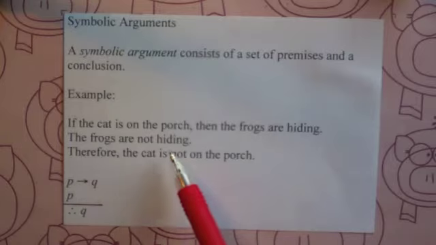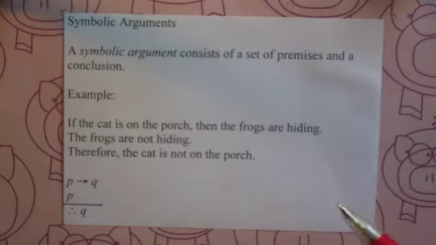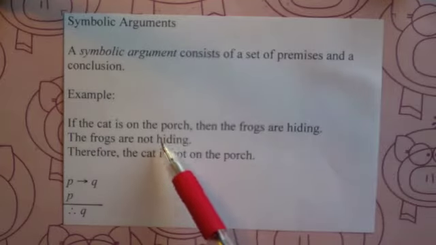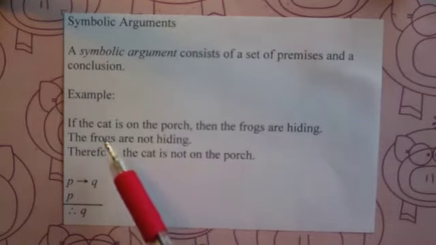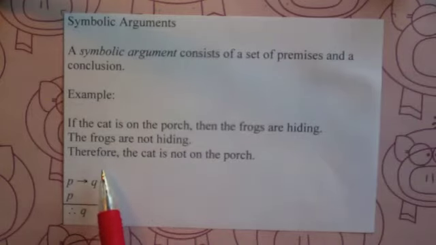If the cat is on the porch, then the frogs are hiding. The frogs are not hiding, therefore the cat is not on the porch. Okay? So in this example, the premises are the first two statements. Those are the givens. Okay, those two statements. And the conclusion is what follows after the word therefore.